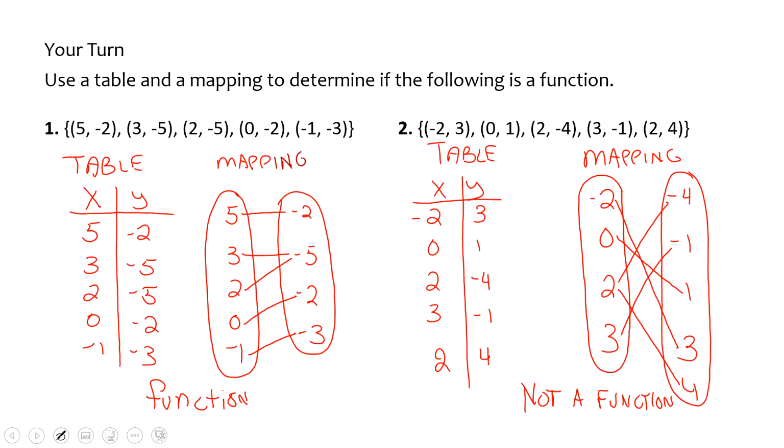So it's looking good. On my mapping diagram, I kind of made a mistake. I listed -2 twice. That was my bad. But again, I have 3 goes to -5, 2 goes to -5, but that's okay. So this was a function.